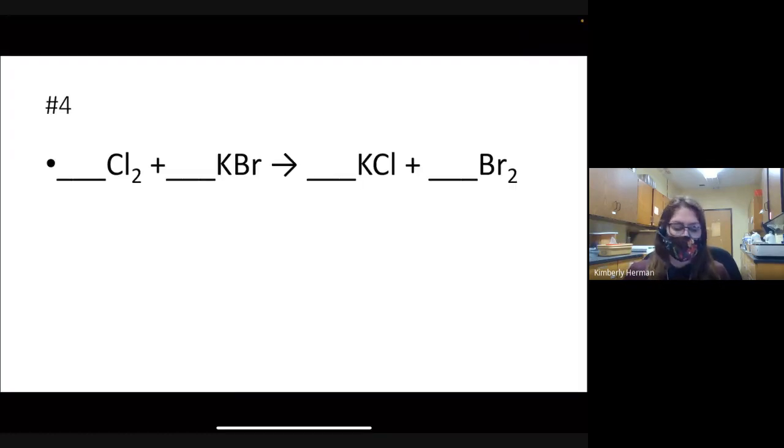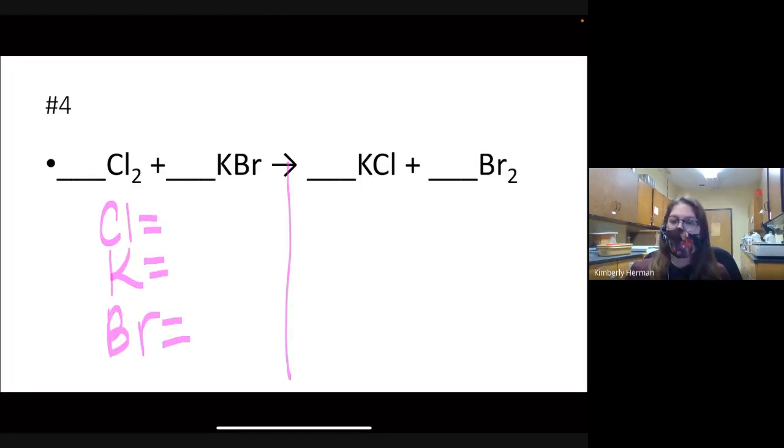So number 4, remember we're going to find our arrow and draw our line down, and then create the identical list on both sides. So we have Cl equals, K equals, and Br. Before I even start looking at how many there are, I need to write the same exact list. So you might even want to have scrap paper out as you're doing this, whether it's a review during our pair deck, you can actually write on it, or on the quiz.